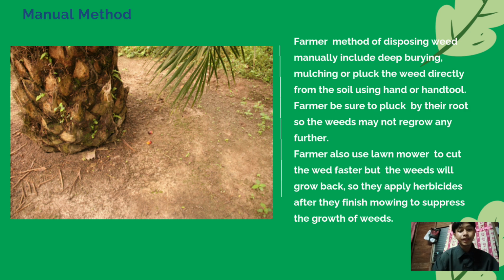For the manual method, farmers dispose of weed manually, including deep burying, mulching, or plucking the weed directly from the soil using hand or hand tools. Farmers should be sure to pluck by the root so the weed may not regrow any further. Farmers also use a lawnmower to cut the weed faster, but the weeds will grow back. So they apply herbicide after they cut the weed to suppress their growth.